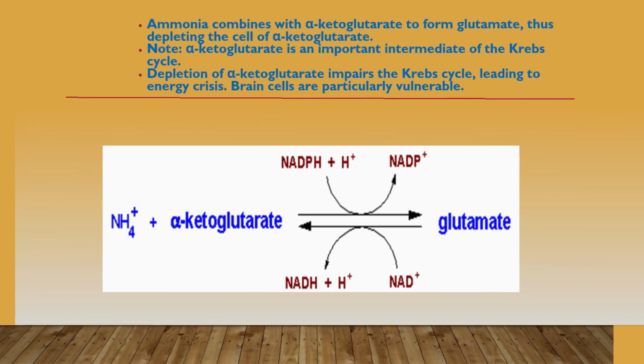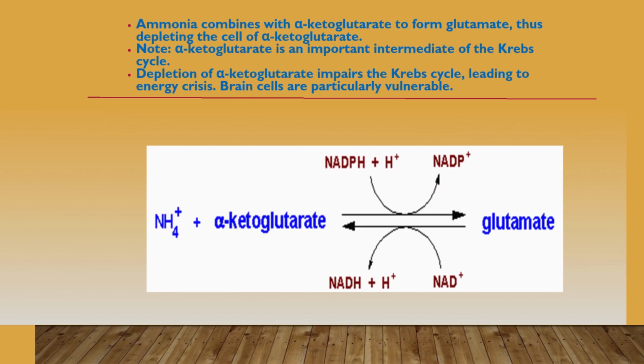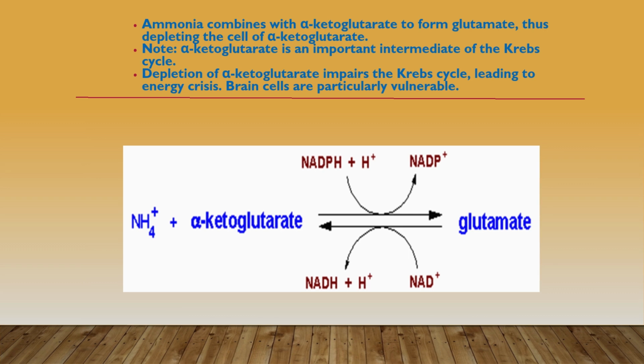Here is a very important factor contributing to the devastating effect of ammonia in the body. Ammonia combines with alpha-ketoglutarate to form glutamate, thus depleting the cell of alpha-ketoglutarate. Note: alpha-ketoglutarate is an important intermediate of the Krebs cycle. Depletion of alpha-ketoglutarate impairs the Krebs cycle, leading to energy crisis. Brain cells are particularly vulnerable.